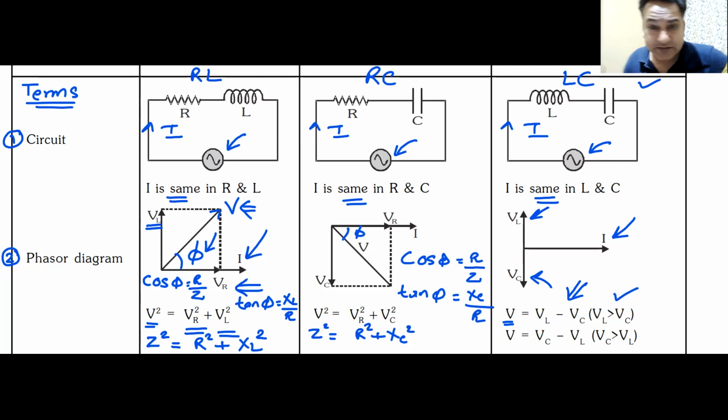If VL is more than VC, the upper VL is more than the lower VC, so the total voltage will be written as VL minus VC. If VC is more than VL, then the total voltage will be VC minus VL. In any case, the angle between voltage and current would be 90 degrees. If VL is more, then voltage will be ahead by 90. If VC is more than VL, voltage will be behind by 90.